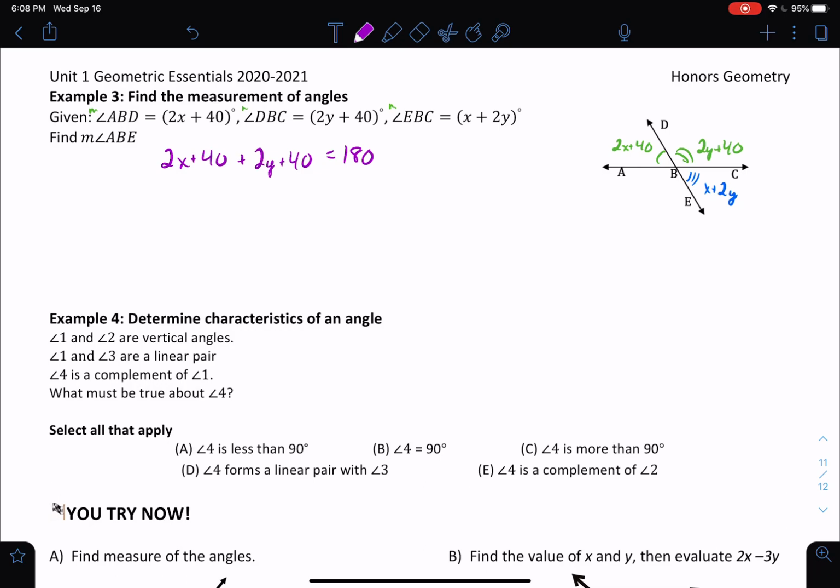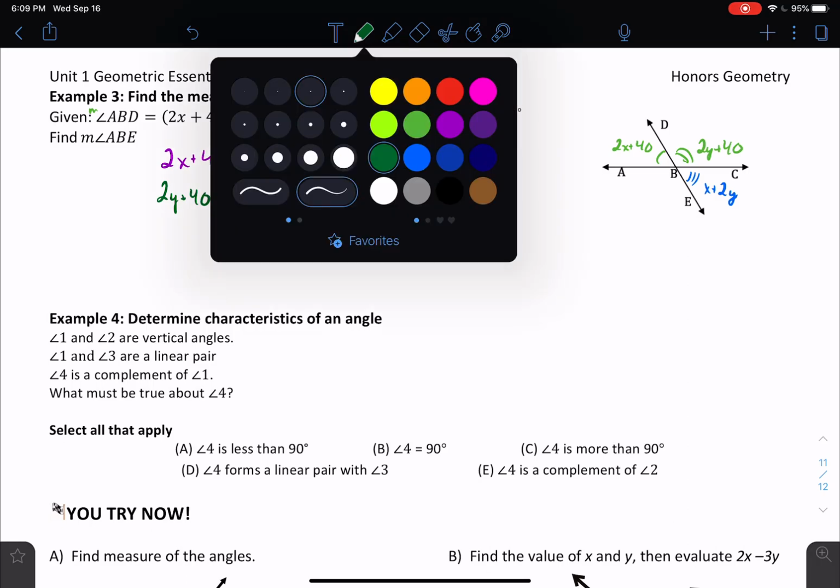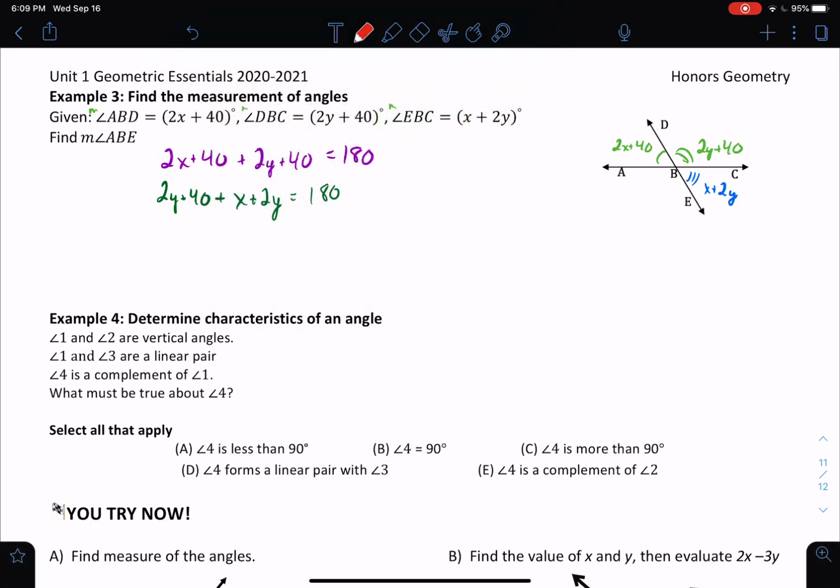Okay? We also have another linear pair here. We've got 2y plus 40 plus x plus 2y is equal to 180. And then we also have vertical angles here. We have ABD and CBE. And those vertical angles are going to be congruent. They're going to equal each other. So 2x plus 40 equals x plus 2y. So we have three different equations here.